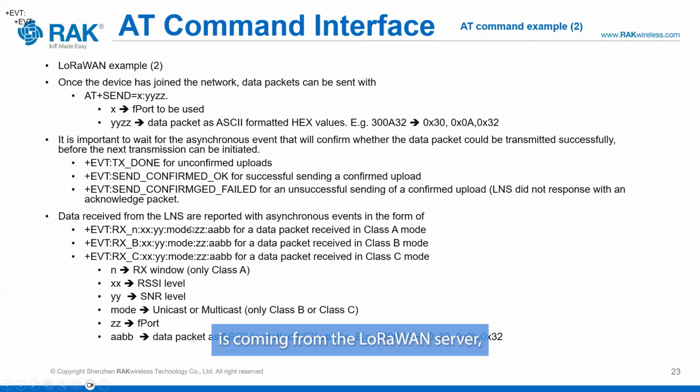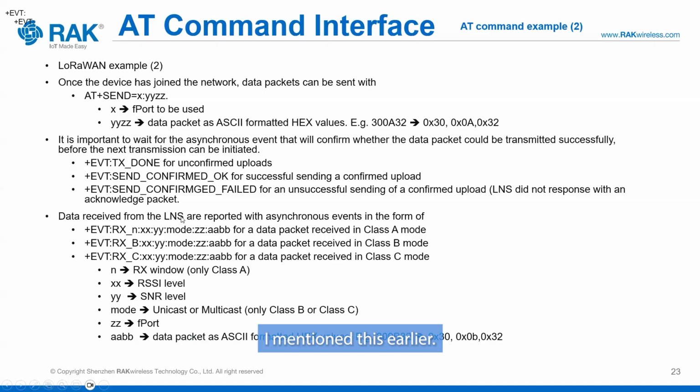When data downlinks are coming from the LoRaWAN server, they are reported by an asynchronous event. I mentioned this earlier. Now, depending on the LoRaWAN class that is used, the asynchronous event will look slightly different. In class A, where a device will only be able to receive data after it has sent its own packet, the event is RX underscore, and then comes the RX window. So there's a window 1 or window 2, the RSSI level, the SNR level, and which transmission mode was used from the LoRaWAN server. It was unicast, so only to this device, or if it was multicast.